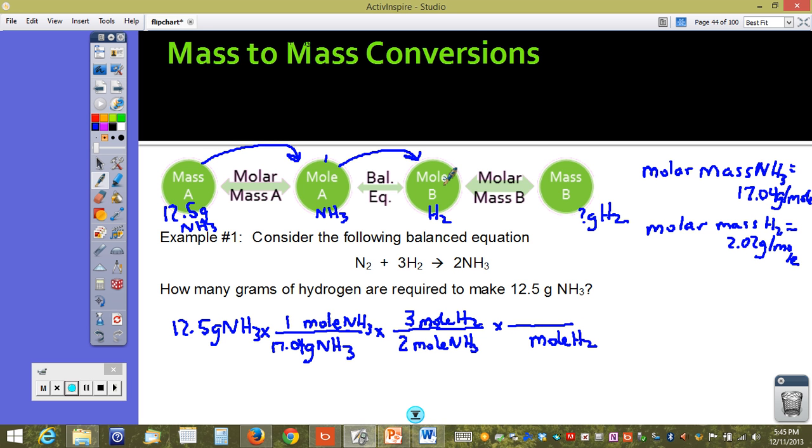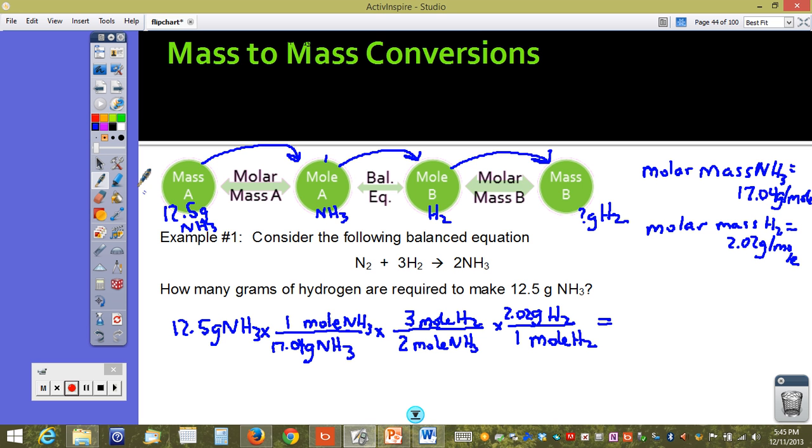We're going from moles of H2 to grams of H2. So grams of H2 goes on the top. And according to this step, we're going to use the molar mass of H2 as a conversion factor. That is 2.02 grams. So 2.02 goes with the grams, and 1 mole goes on the bottom.